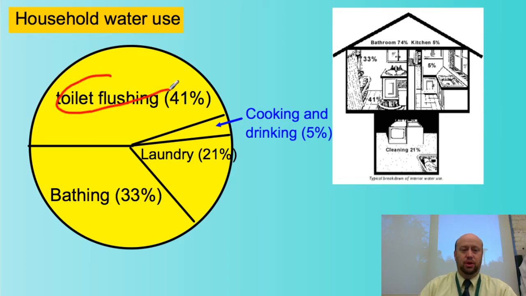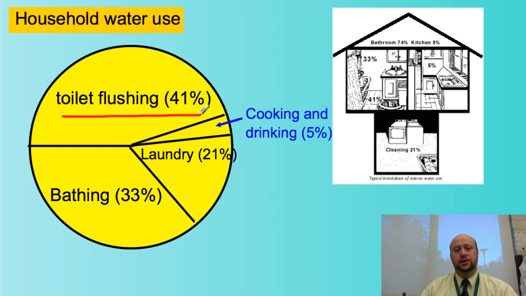The vast bulk, sorry guys, me and the pen are having some problems. The vast bulk of our water consumption in the house goes to toilet flushing. This is particularly true the older your house is, because older houses tend to have toilets that have really high flush rates. So they've got something like 5 gallons per flush. Modern toilets don't have anywhere near that. They have about 1.6 gallons per flush.